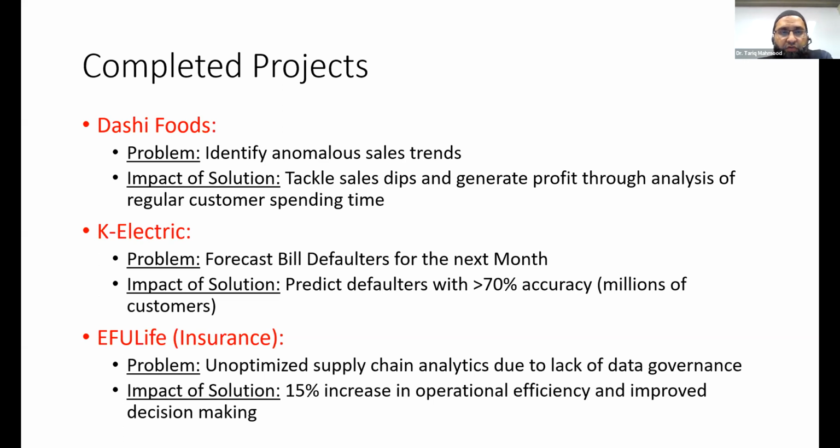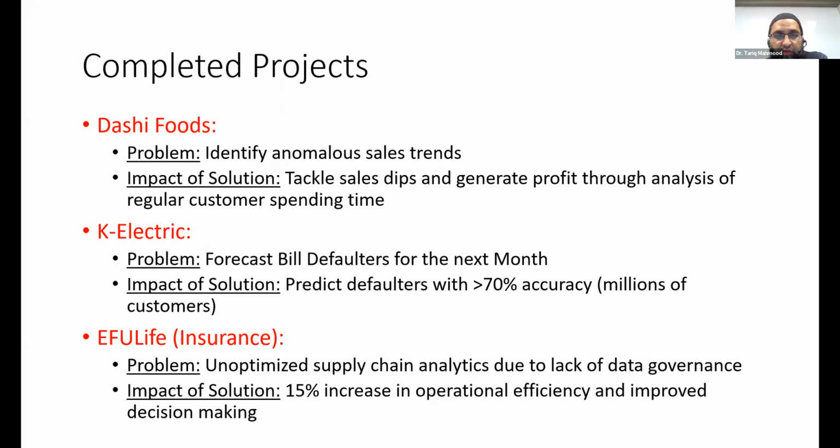Then we have this very huge electricity giant of Karachi, which is K Electric. For them, what we did was we forecasted the defaulters of bill for the next month, and that was a very difficult thing to do. But we were able to do that with more than 70% accuracy on the test data over millions of customers of a particular area. So that was a very good exercise for the students.